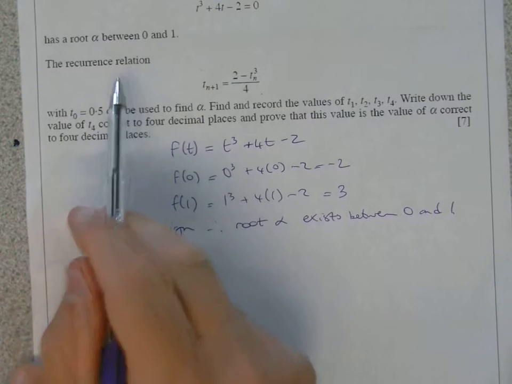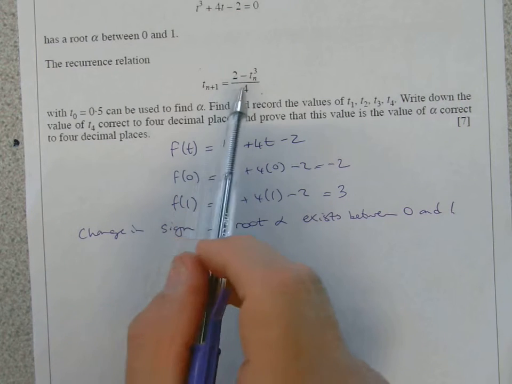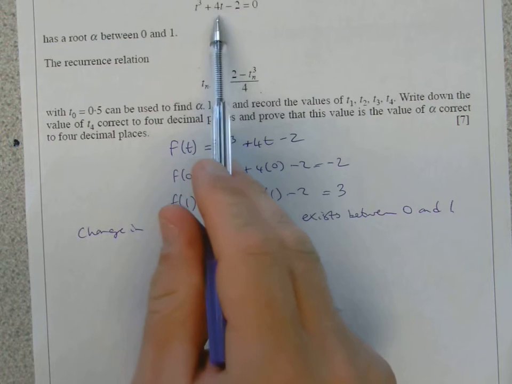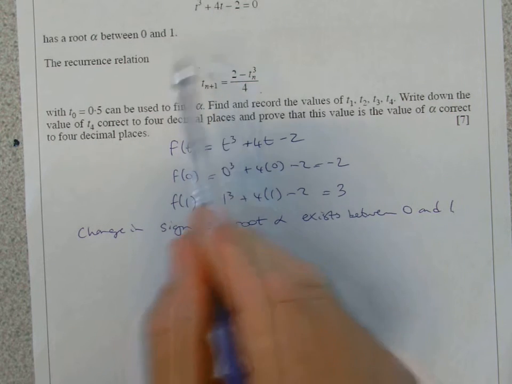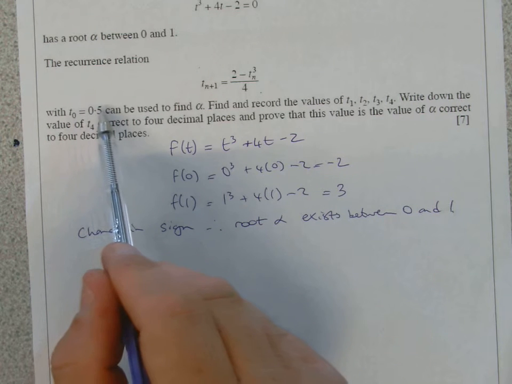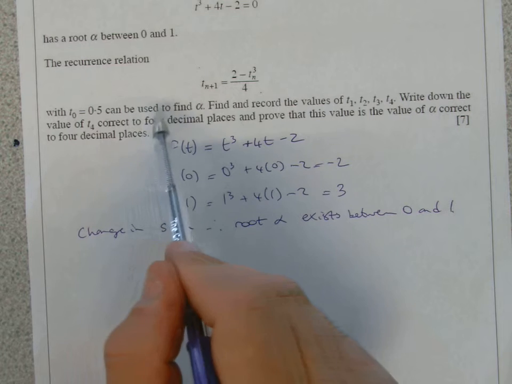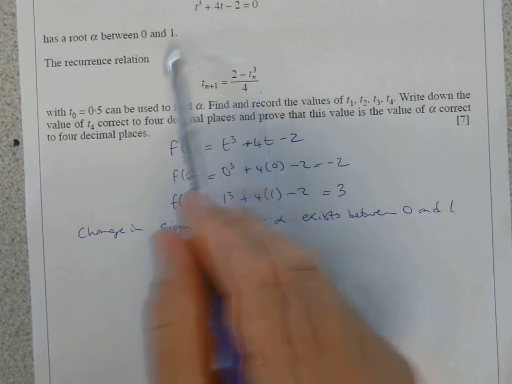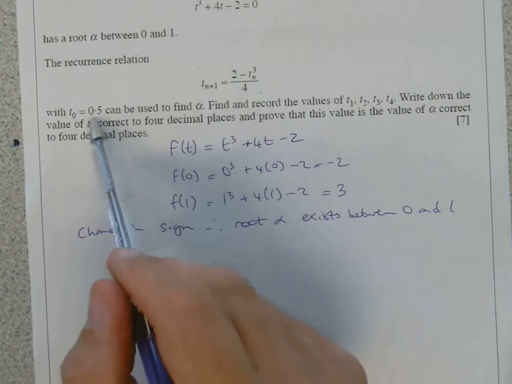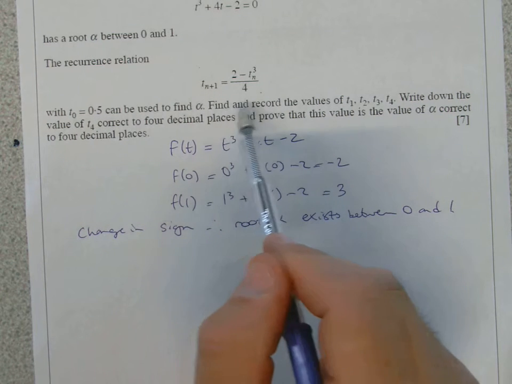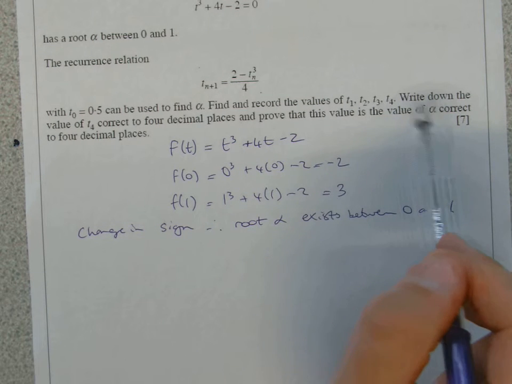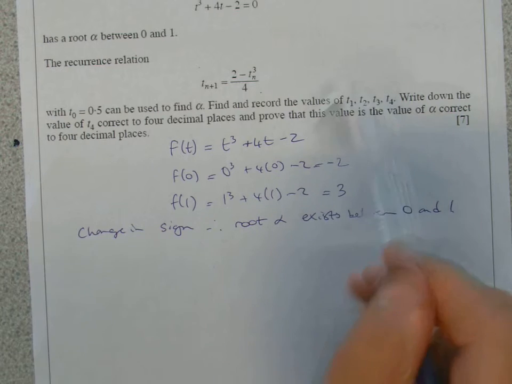Now, what they do next is they give you this thing called a recurrence relation. And this is just a rearrangement of this. It's technical, you don't have to worry about it because they will always give you the recurrence relation. And they tell you t0 is 0.5, and then it can be used to find alpha. So this recurrence relation can actually help you home in on the solution. So they tell you t0 is 0.5, and then it says find and record the values of t1, t2, t3, t4.